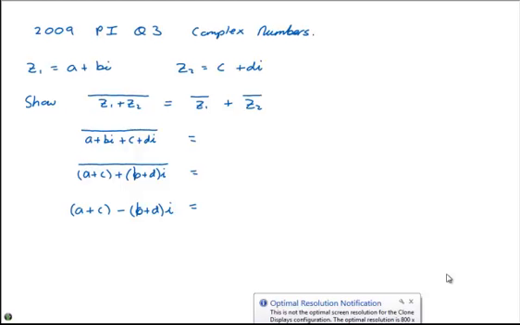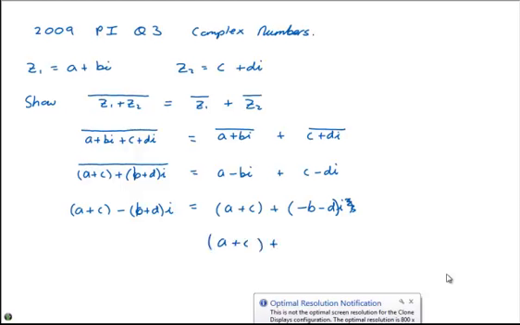So z1 bar plus z2 bar would be a plus bi bar plus c plus di bar. The conjugate of that is a minus bi plus c minus di. Group the reals with reals, so that's a plus c, plus minus b minus d, i, so a plus c minus (b plus d)i. So it's a nice handy question, okay? Not that I'd say there was any trouble with that.